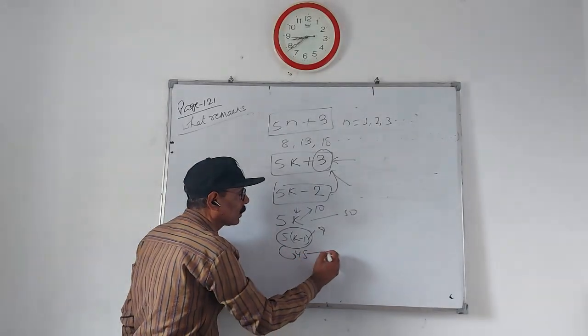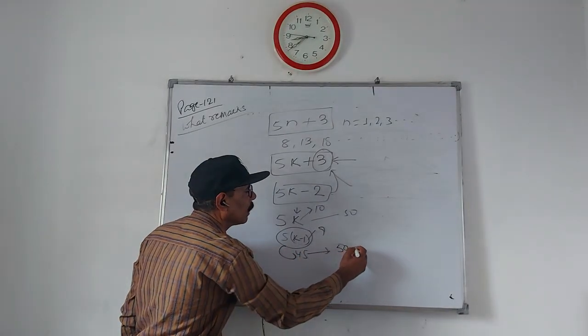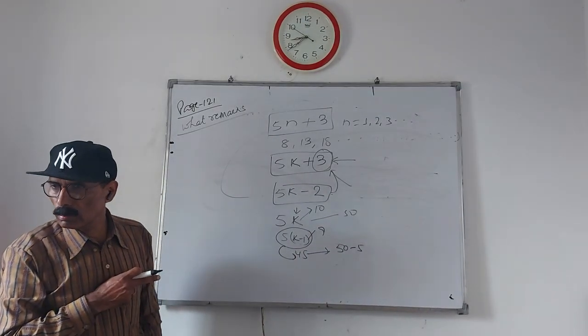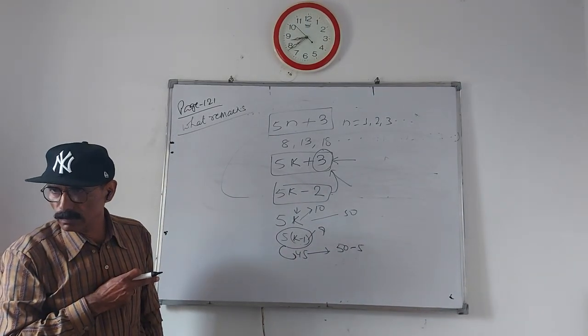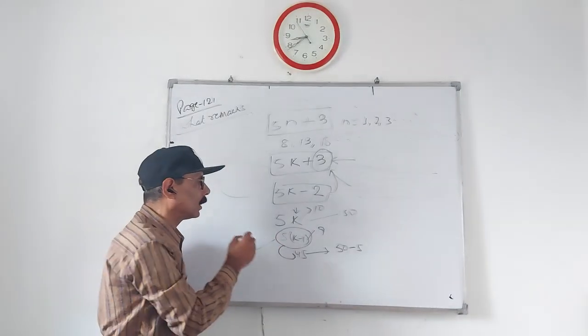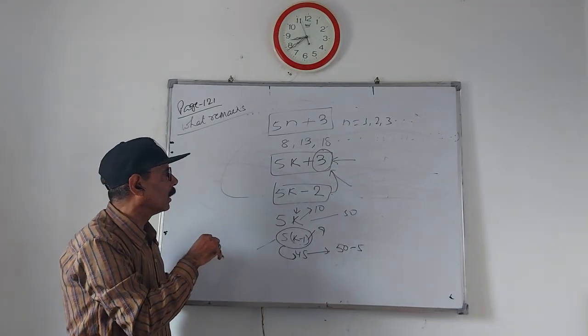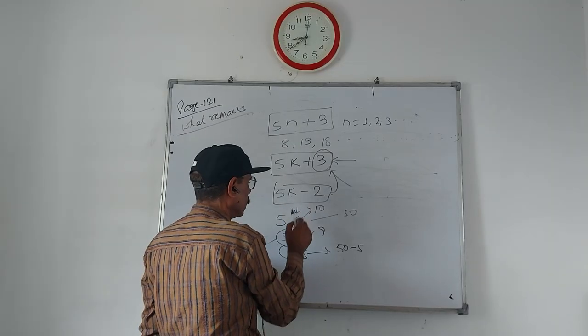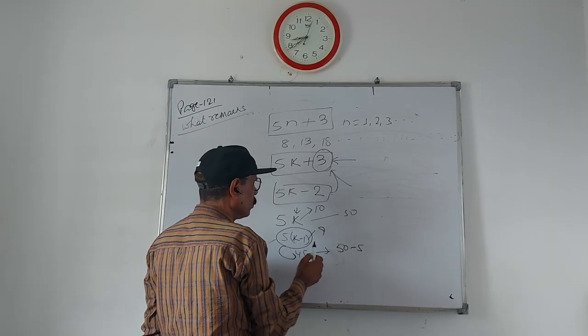You can write this number as 50 minus 5. Understood? Now the number is 50 minus 5, as per this equation. In this number, this is k, suppose here k is what?